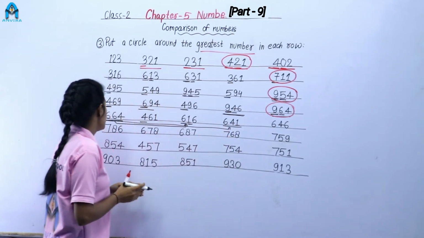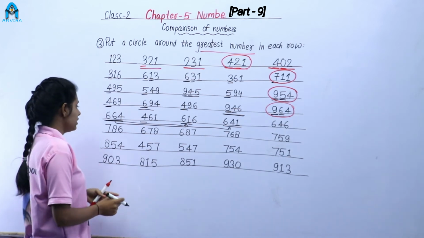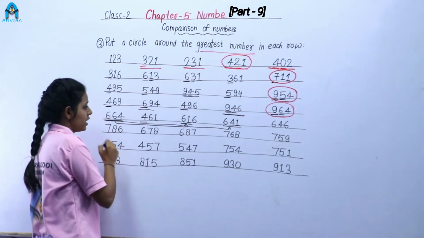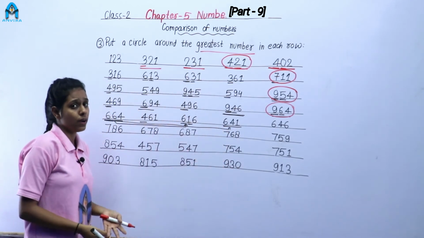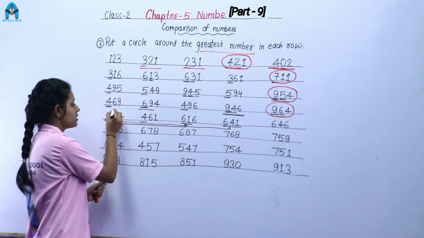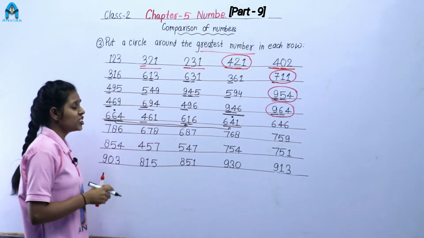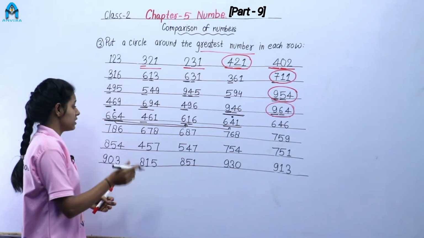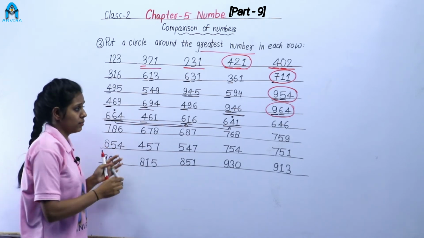So, we compare from this number to the next number. Next number is 641. On hundreds place, 6 and 6. Now, what we have to do? Let's go to the tens place. Here is number 6 and here is number 4. Which is greatest? Yes, 6 is greatest. So, this is the greatest number.